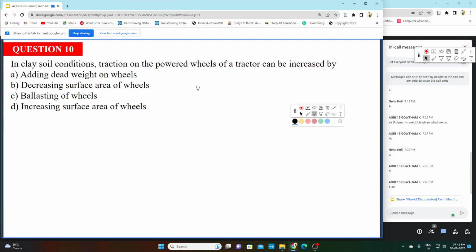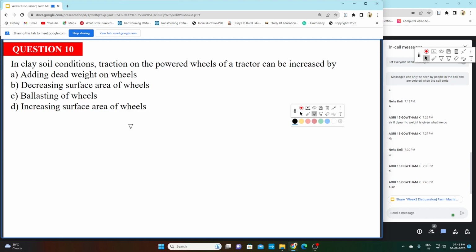In clay soil condition, traction on the powered wheel of a tractor can be increased by A, adding dead weight on the wheels, B, decreasing surface area of the wheels, C, ballasting of the wheels, D, increasing surface area of the wheels. Any guesses for this?